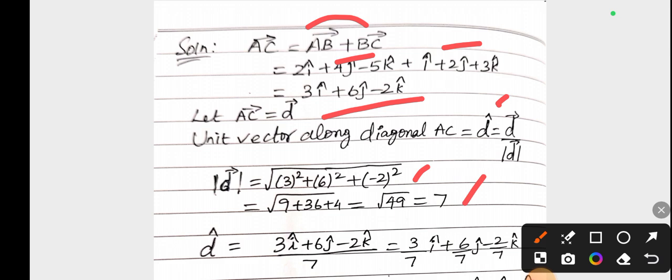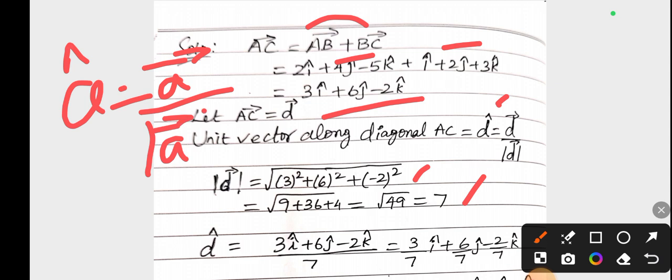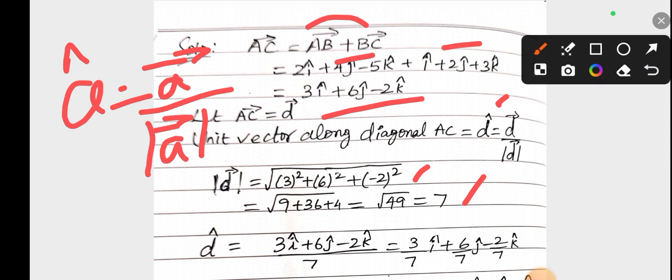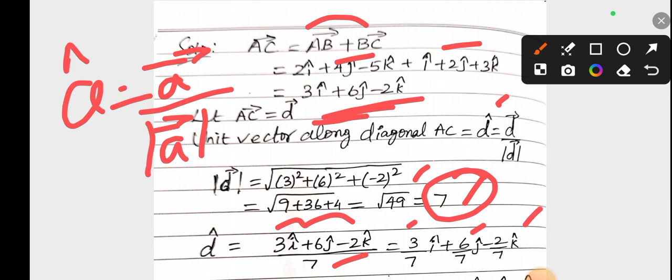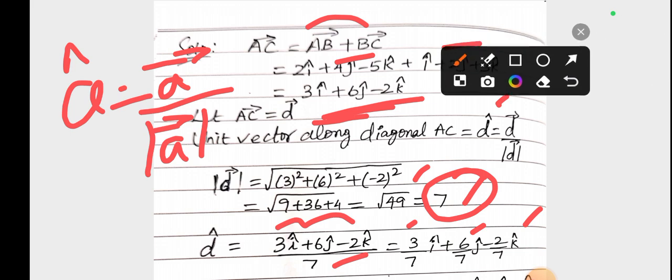So we all know, children, A cap equals A vector by magnitude of A vector. Like that, D cap is D vector by magnitude of D vector. What's D vector? 3i cap plus 6j cap minus 2k cap. What we found is only the D vector. Then what is the magnitude of D vector? That is 7. So 3i cap plus 6j cap minus 2k cap by 7. We may write 3 by 7 i cap plus 6 by 7 j cap minus 2 by 7 k cap. Clear? Check.